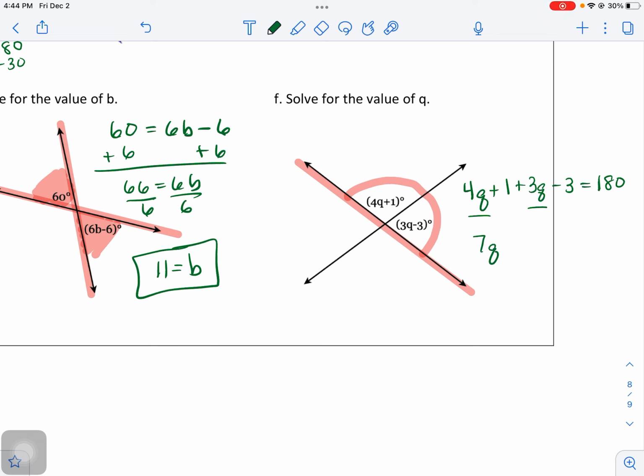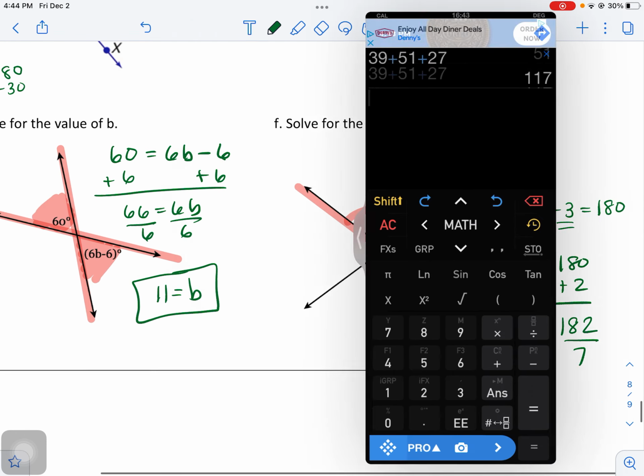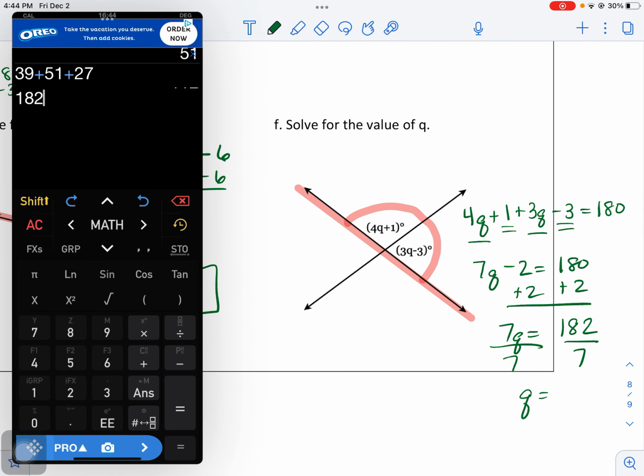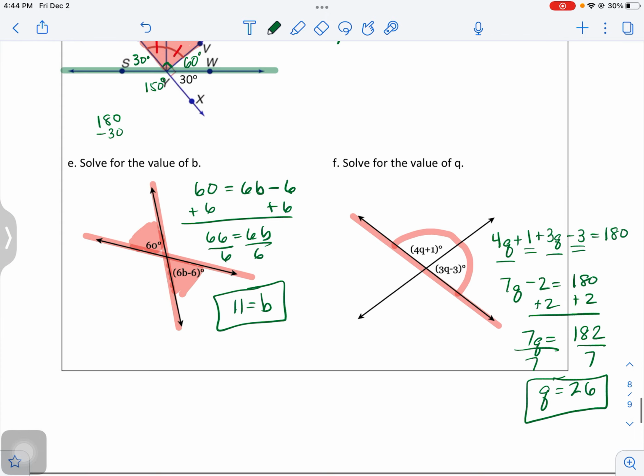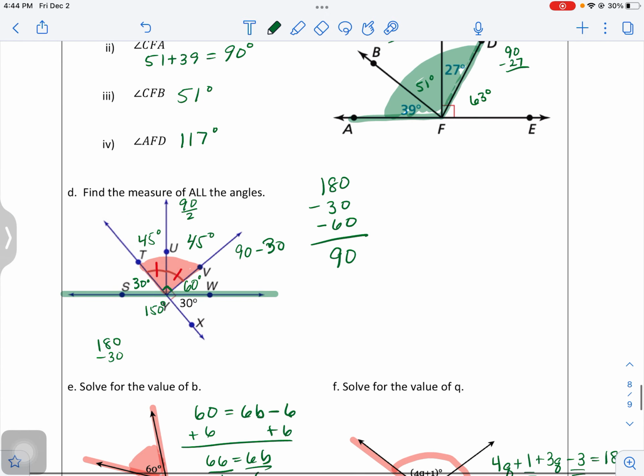I add my q's together, I get 7q. I add my numbers, 1 minus 3 is negative 2, equal to 180. Add 2. I get 7q is equal to 182. Divide by 7. And then we get 182 divided by 7, and you get q is equal to 26. And the question asked me to find q, and we found it. And those are all our video notes for 1.6.